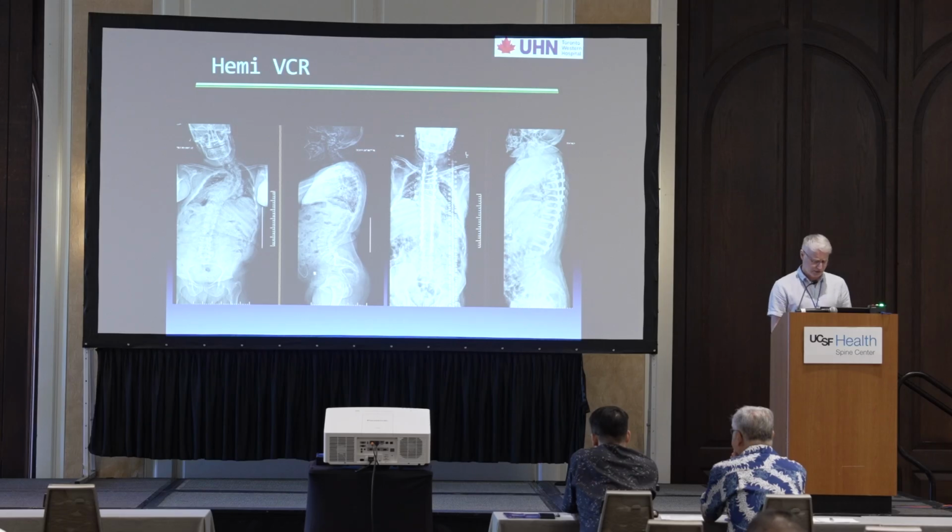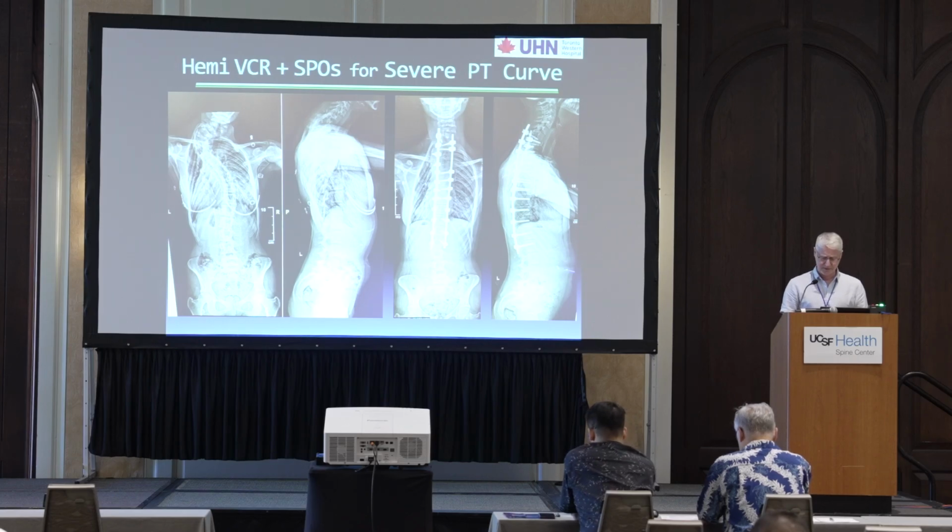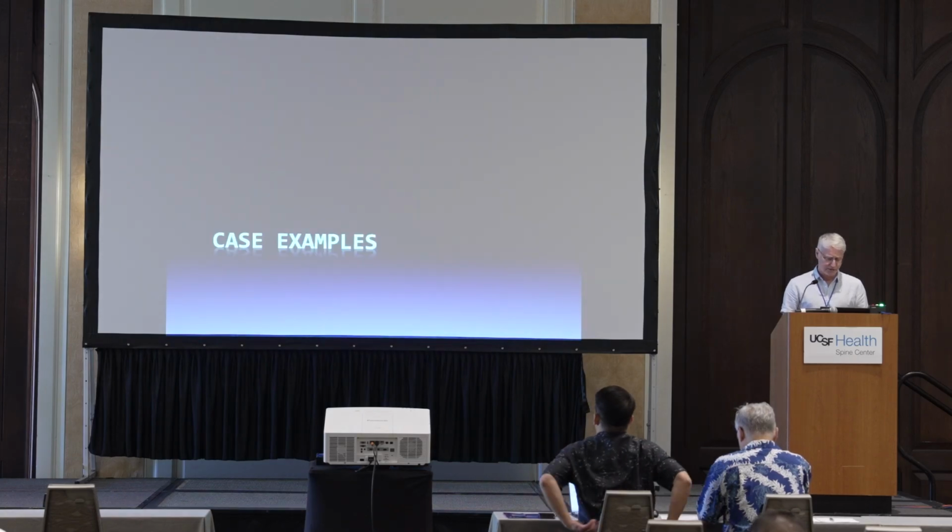You can see really we've been getting some really nice corrections with very focal deformities, combining them with multiple Smith-Petersens as well. This was a 14-year-old I did with a very high proximal thoracic curve. You can see a very aggressive curve, nothing congenital about it. We ended up doing a hemivert resection combined with multiple Smith-Petersens, and got a very nice correction for her.